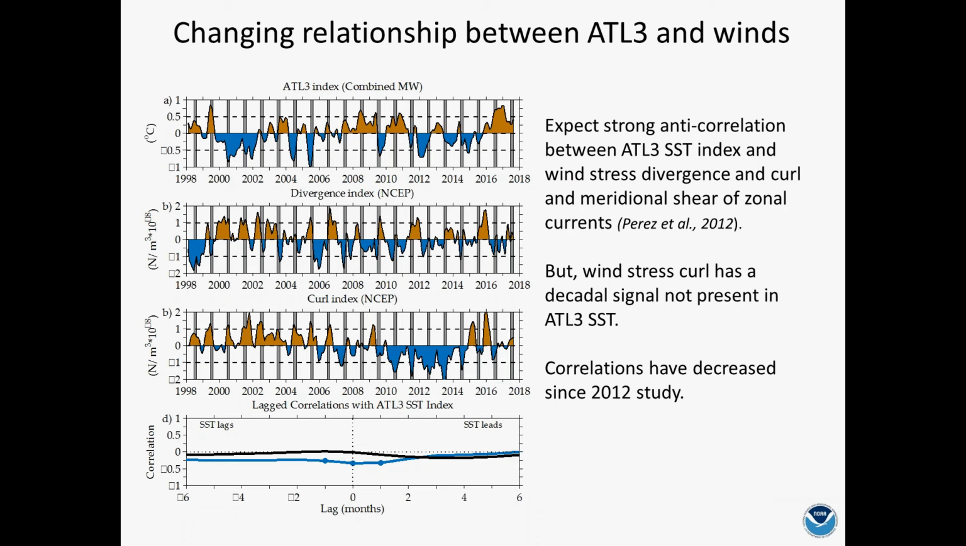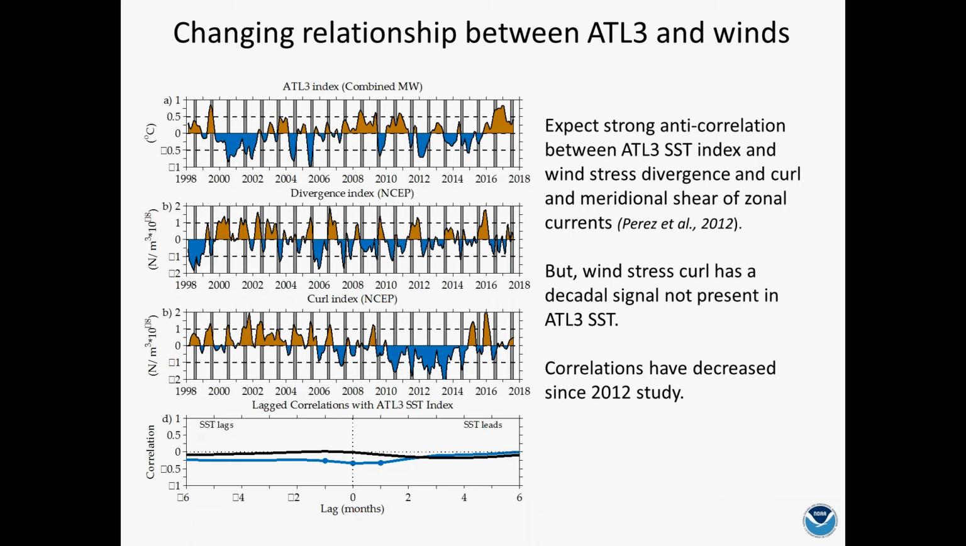Again, like the same story that I showed with the scatter plot, that relationship is not holding as well, where we had this really strong anti-correlation between the wind stress divergence and SSTs and the wind stress curl and SSTs. Now we just have really weak anti-correlation. The story has shifted and changed.